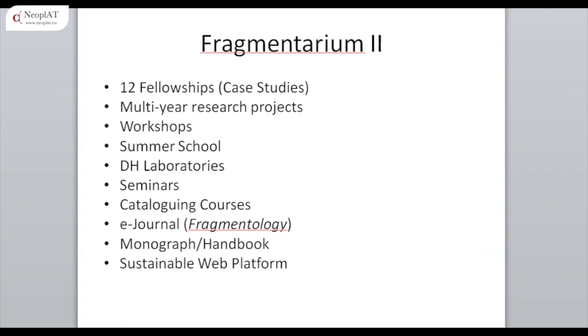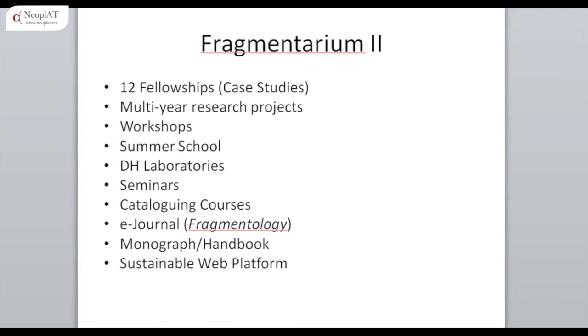We have multi-year research projects, so we coordinate with other scholars and teams around the world that get money for their fragment-related research. For the most part, these are publishing fragments. In some cases, there are also things like this database of medieval chant, Cantus, and we work with them. We also run workshops in which we bring people in to talk about fragments, and this is usually associated with the fellowships. We plan to have a summer school at some point.